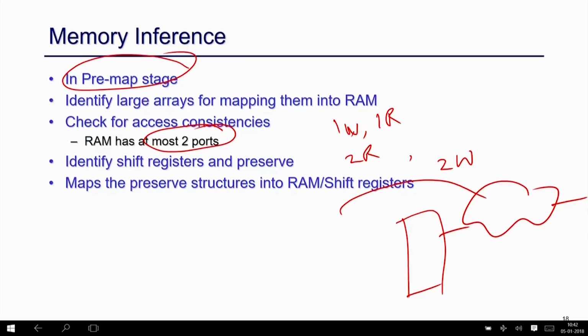Okay. Similarly, you have to find the shift register, identify the shift register pattern in the RTL, preserve it, and map it to a shift register. So, all this is done usually before logic synthesis, because after logic synthesis these structures may not be very obvious to identify. So, most synthesis tools do all these things before logic synthesis, but the actual mapping happens after logic synthesis during the mapping stage, while the identification of those kinds of structures is done before logic synthesis.